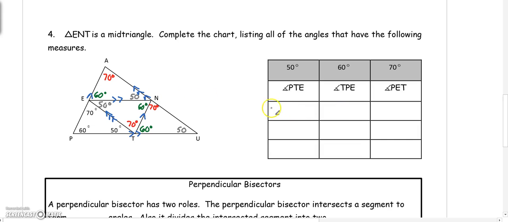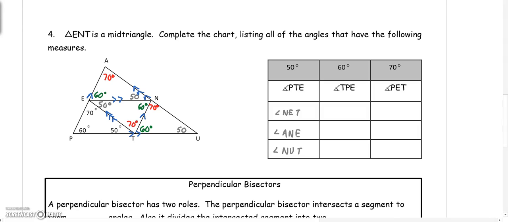So my 50 degree angles are given to me as PTE. Another 50 degree angle is NET. Another angle in the top triangle is ANE. And my last 50 degree angle is down in the bottom corner, NUT.